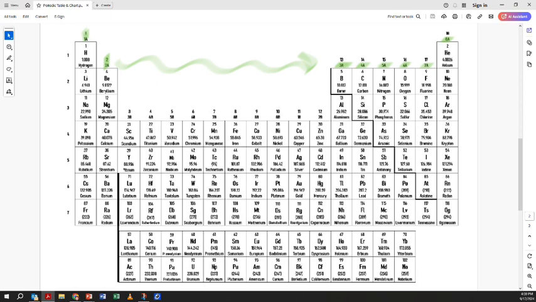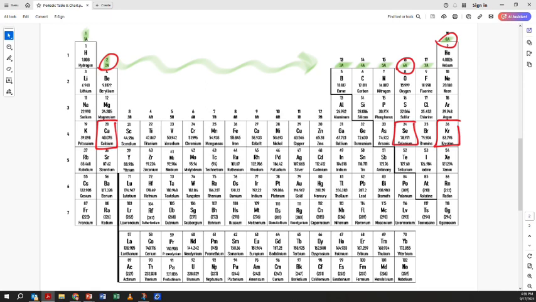So if we're looking at our calcium and selenium and krypton, all we have to do is look at the numbers at the top of each of those columns. That tells us how many dots to put around those symbols. So that should be pretty quick and easy for you to finish up.